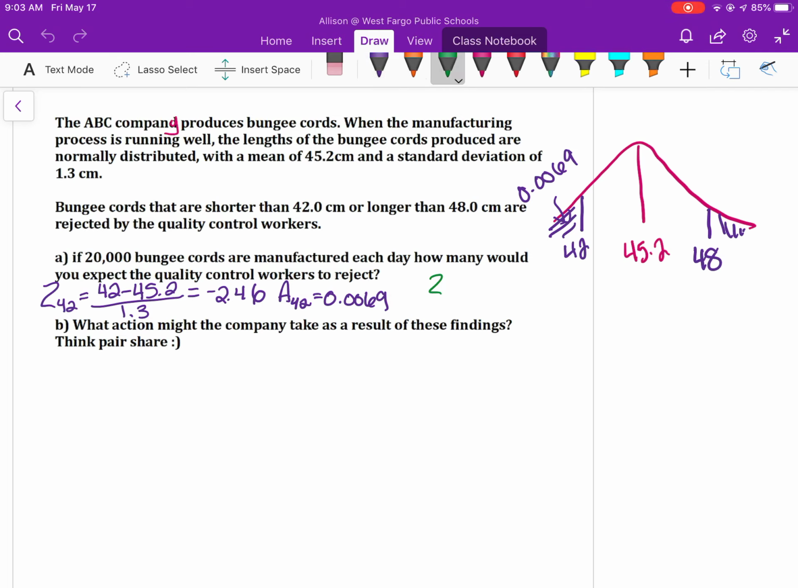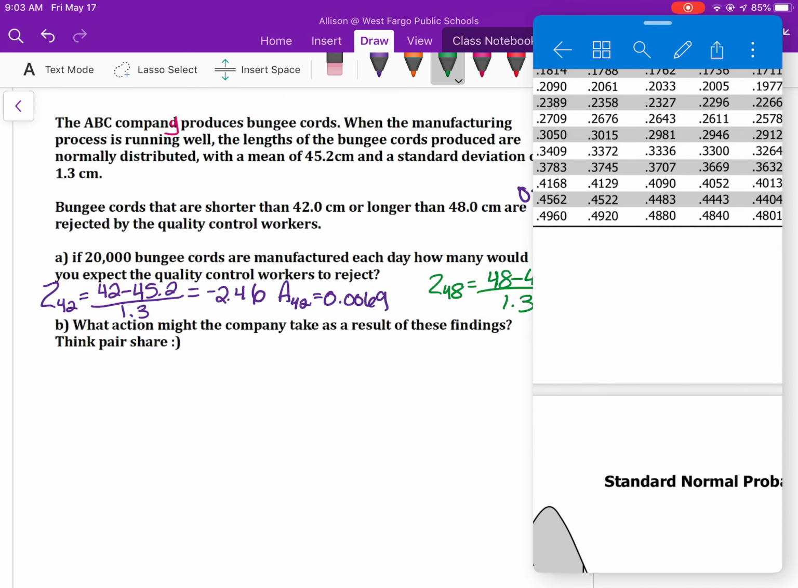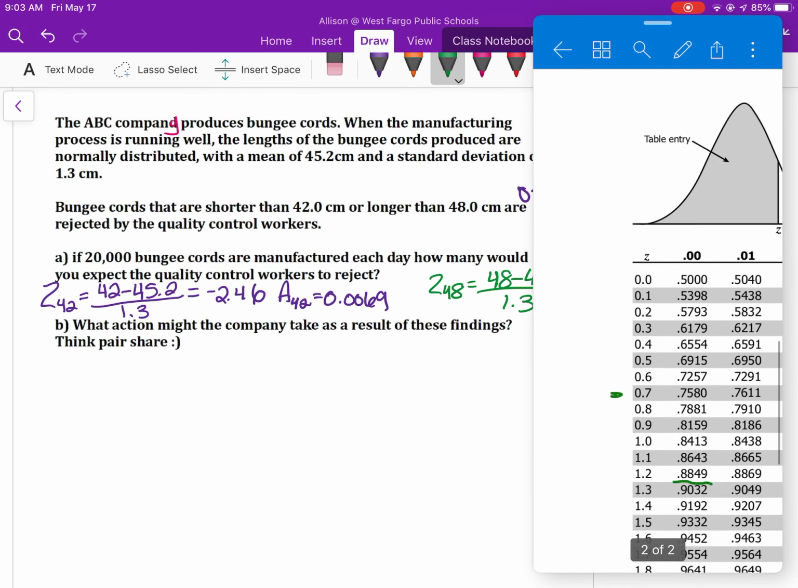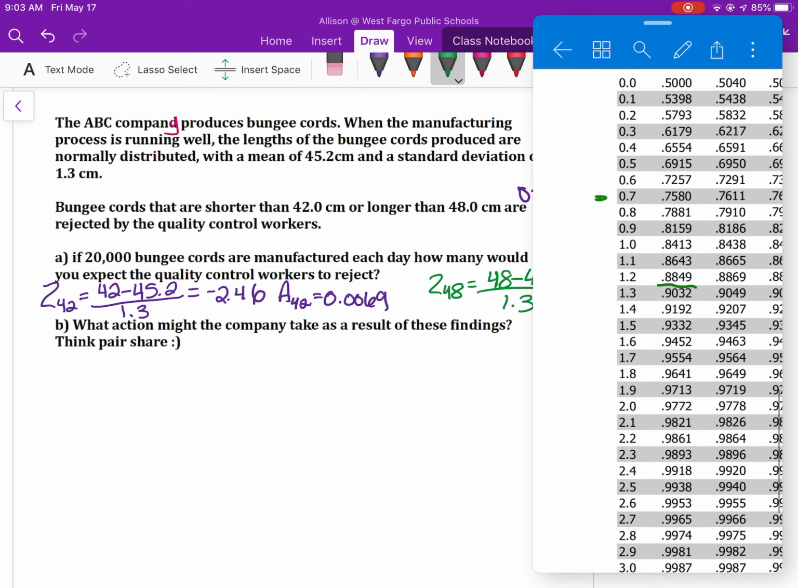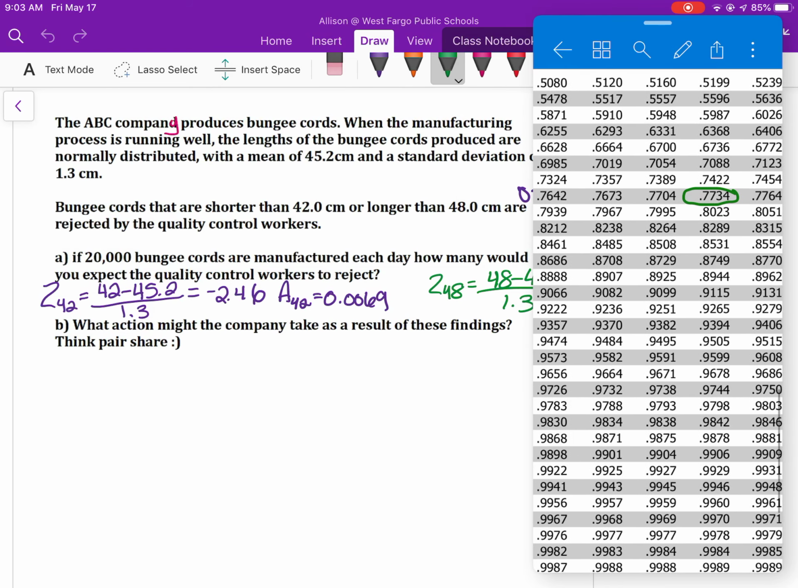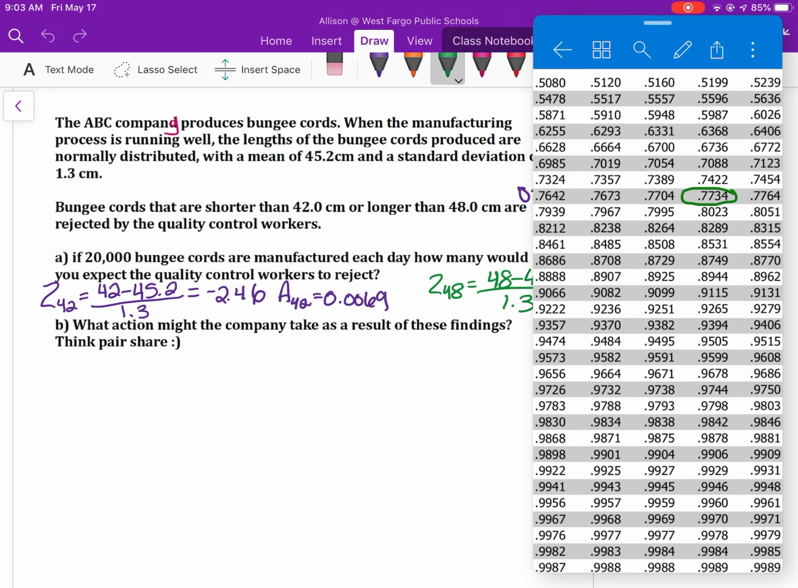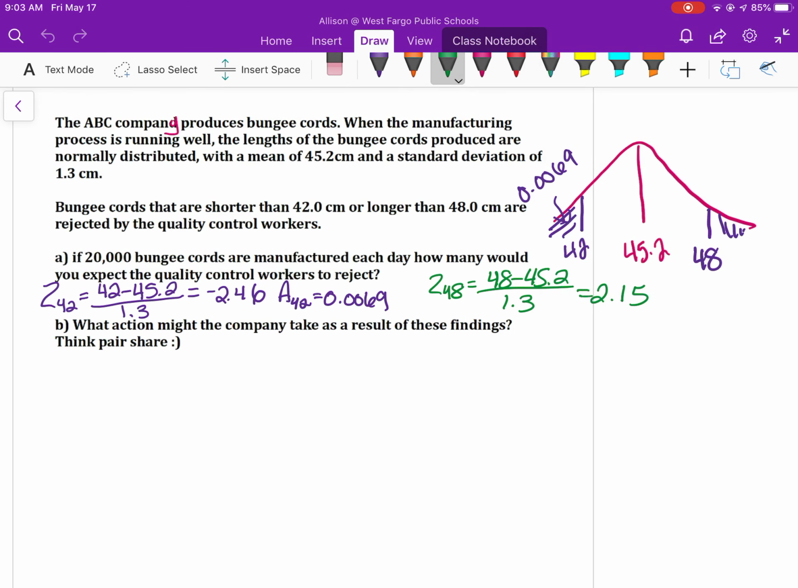So then we do the same thing for z-score 48. So I do 48 minus 45.2 divided by 1.3, and I get a z-score of 2.15, which means it's 2.15 standard deviations to the right. If you look up the z-score area for 2.15, you're going to go 2.1 and then over to 0.05, and I got 0.9842.